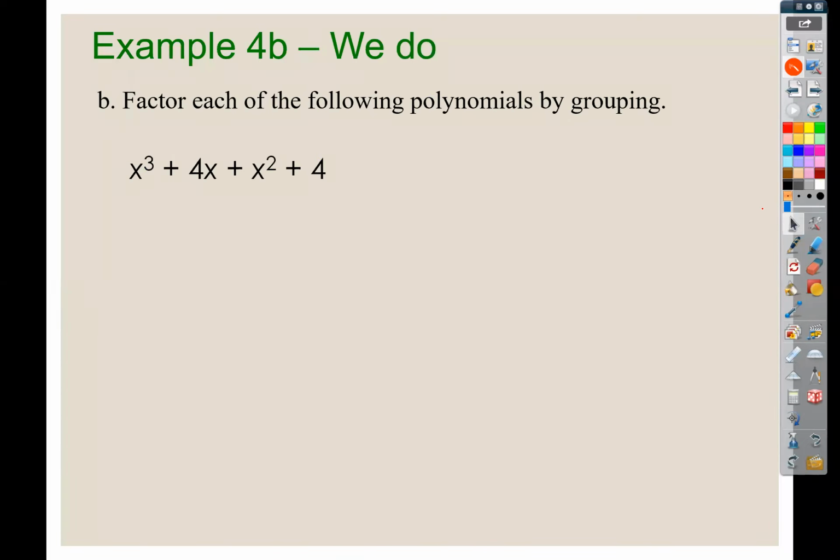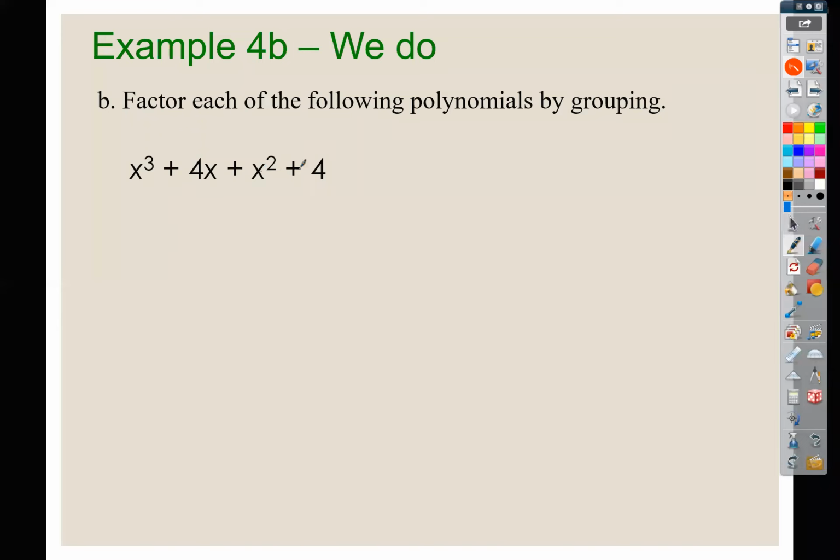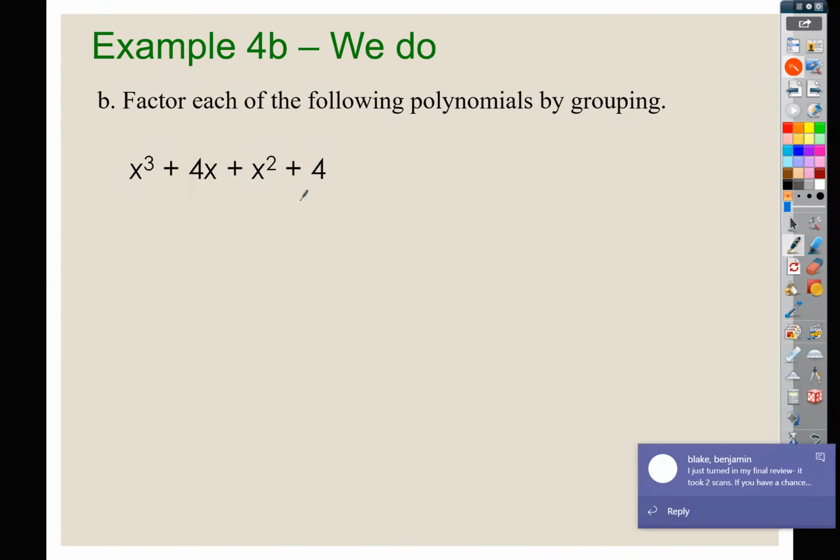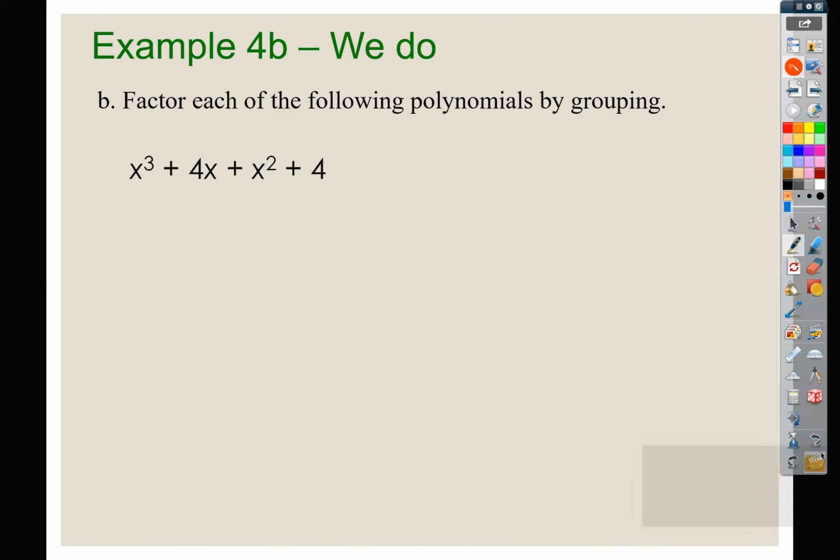All right, let's try again. Factor each of the following by grouping. Now, what I can just see by this is that this x squared and that 4 have nothing in common. So I'm going to rearrange it. I'm going to put my like terms together. So I'm going to have x cubed and x squared, and I'm going to have 4x and 4 together, so that I have more like terms together.